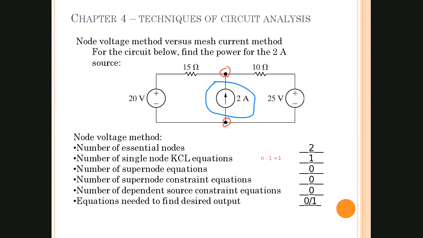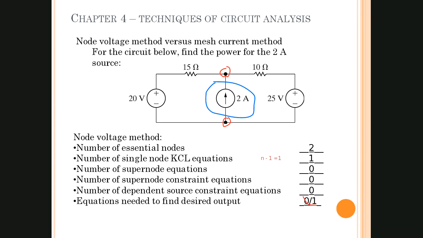Number of supernode equations. No, we don't have any supernodes. Number of supernode constraint equations. We don't have that either since we don't have any supernodes in here. And then the number of dependent source constraint equations. We don't have any dependent sources. And then equations needed to find a desired output. It says we need 0 of 1 equation. Actually, I don't know why they're writing it like this.